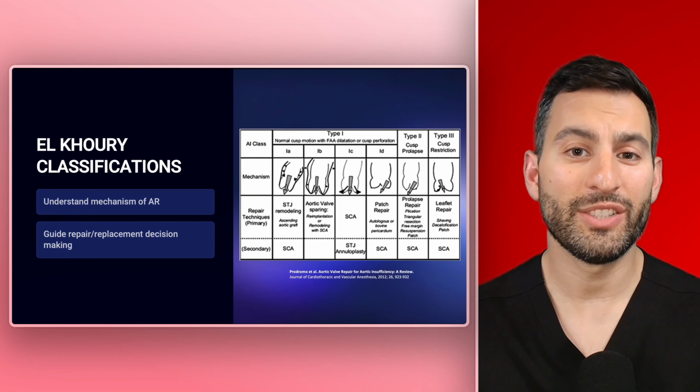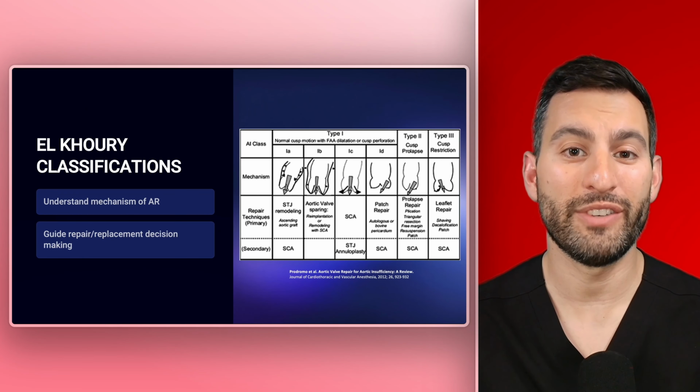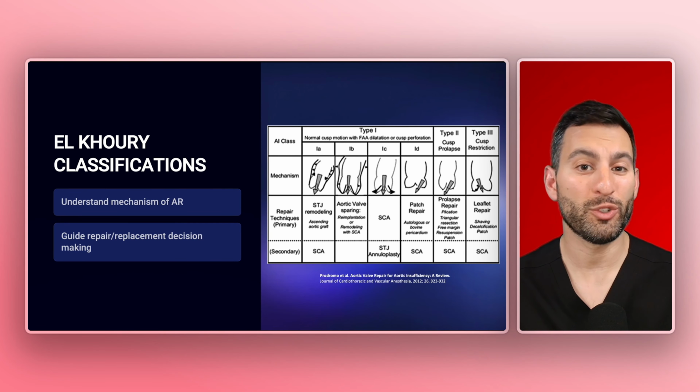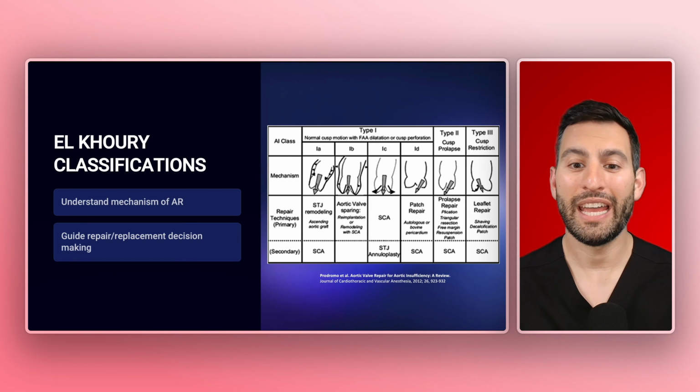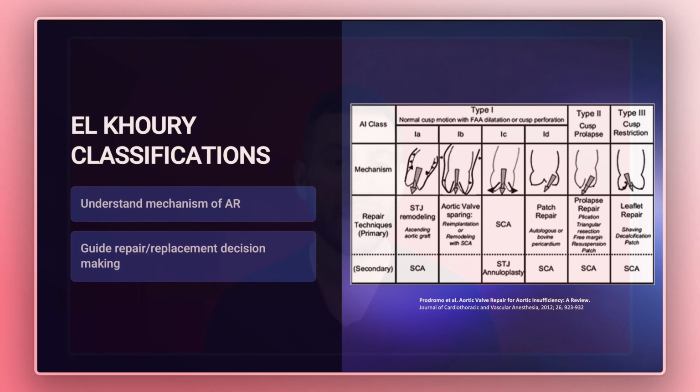The Khoury classes for aortic regurgitation help us understand the mechanism of aortic insufficiency a lot better. There's a lot of similarities between these and mitral valve Carpentier classes, where type 1 would be normal leaflet motion, type 2 is excessive leaflet motion, and type 3 is restricted motion. These can help guide repair versus replacement decision making, which will be covered in more detail in later episodes.